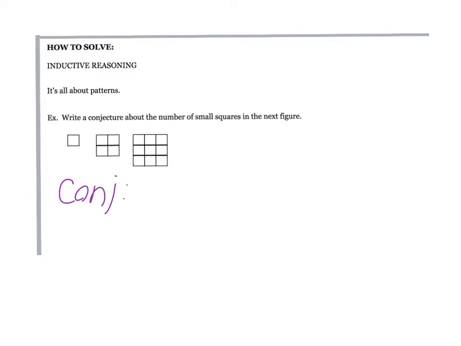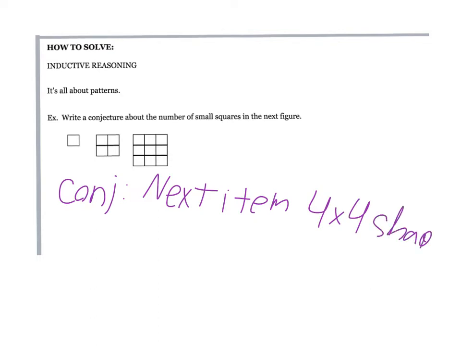will be the next item will have a 4 by 4 shape. Because 4 is 1 more than 3, this was a 1 by 1, this is a 2 by 2, this is a 3 by 3, so presumably the next one will be a 4 by 4. Inductively reasoning that out.